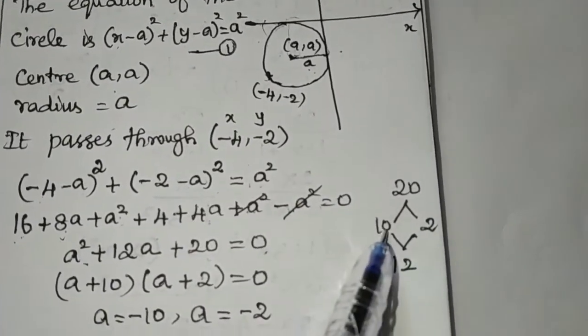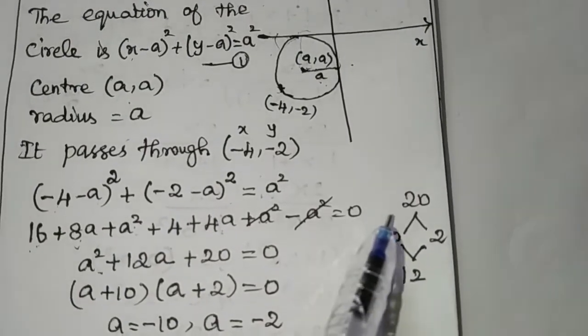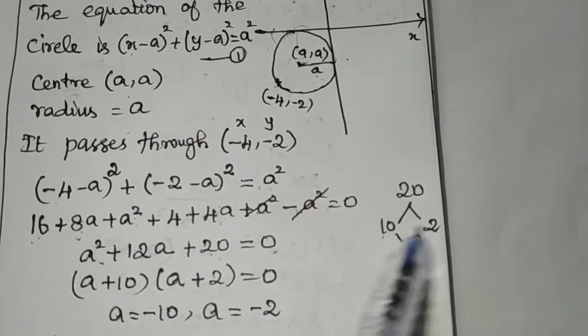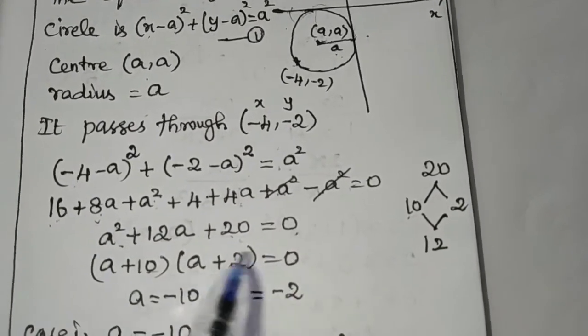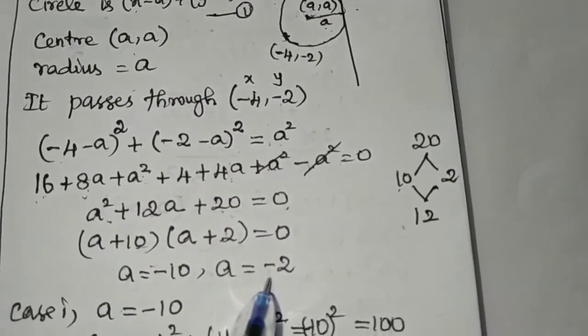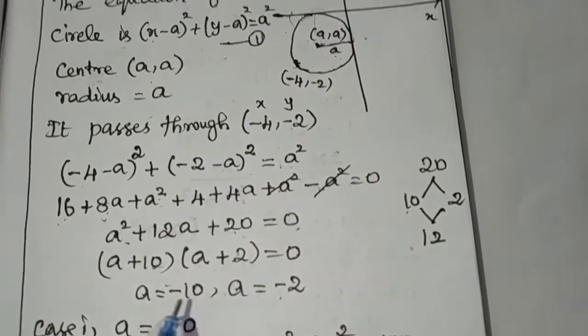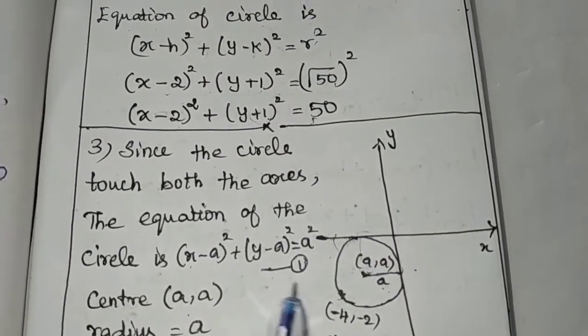We can factorize: 10 and 2 for 20 and 12. So (a plus 10)(a plus 2) equal to 0. So a equal to minus 10, a equal to minus 2. A equal to minus 10, substitute in this equation.